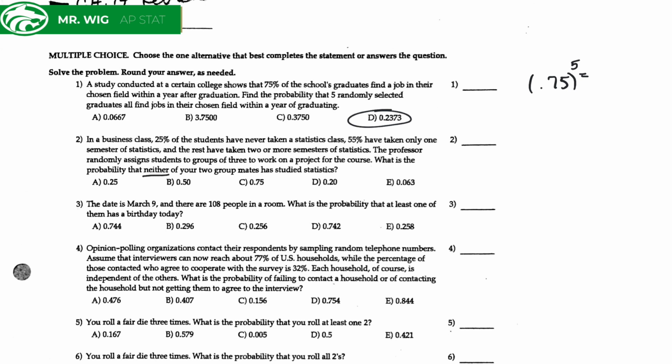In number 2, the question says, what is the probability that neither of your 2 group mates has studied statistics? So neither is implying that neither one of them at the same time. So neither is a negative version of and, right? What's the probability that neither of them has studied statistics at all? In this example, we know that not studying any statistics, never having taken a stat class, would be 0.25.